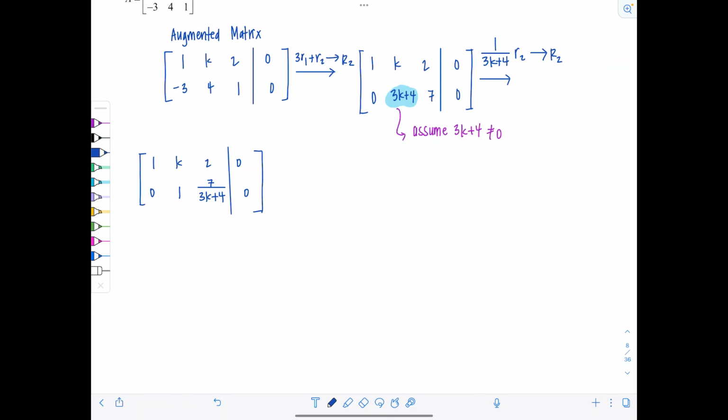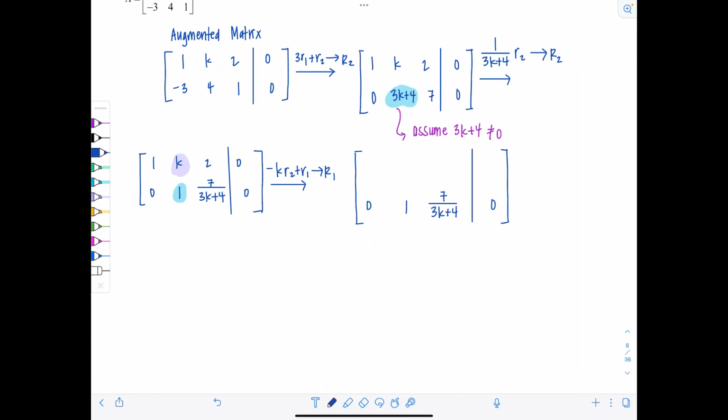All right, good. What's the next step? Well, now that we've made our pivot down here, we want to use it to zero out all of the entries in that column, in the second column. So I want to make this k a 0. So how would we do it? Take a constant, multiply by row 2, add it to row 1. So I'm going to take negative k times row 2, add it to row 1, and that will be my new row 1. All right, so row 2 is not changing. 0, 1, 7 over 3k plus 4, 0. That's all the same.